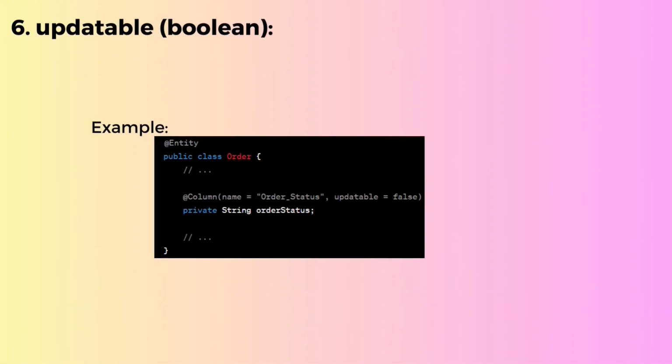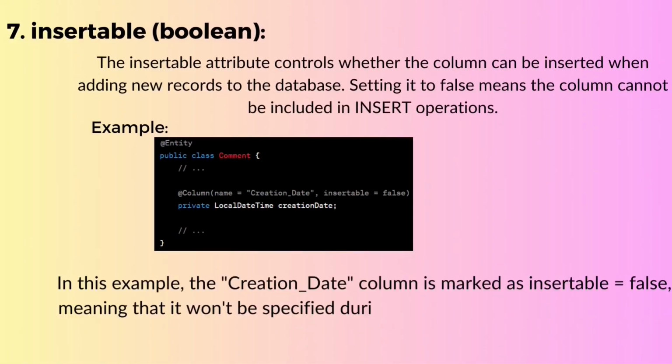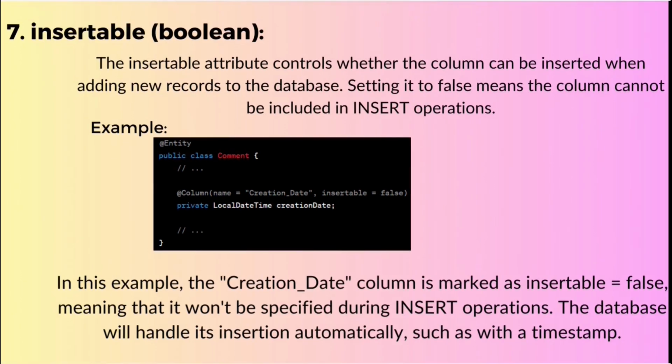Next one is the insertable attribute. It controls whether the column can be inserted when adding new records to the database. Setting it to false means the column cannot be included in insert operations. In our example, the creation_date column is marked as insertable equal to false, which means that it won't be specified during insert operations. The database will handle its insertion automatically, such as with a timestamp.